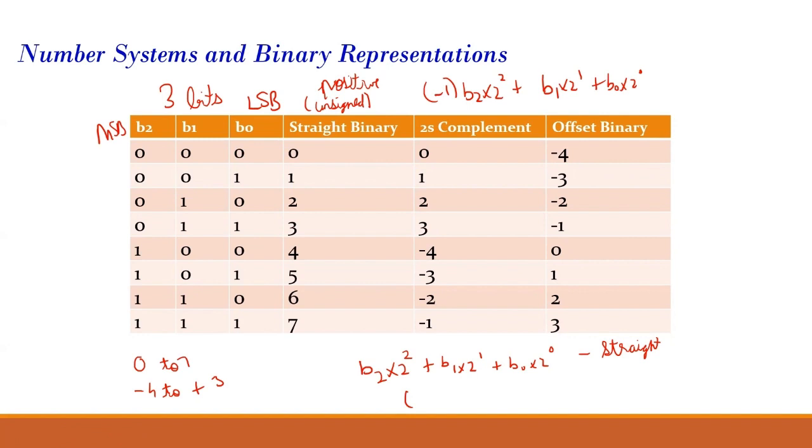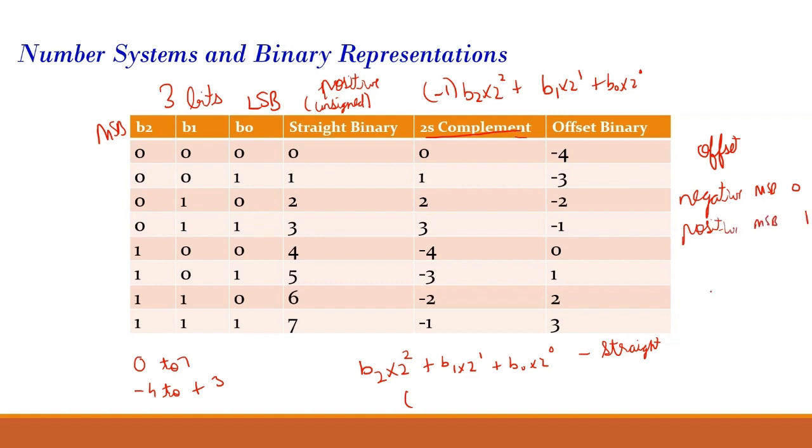Now we have 2's complement, with which you can represent a negative number. Now we want to convert 2's complement to offset binary. If you observe, the only difference between 2's complement and offset binary is the sign, that is the MSB. For offset binary, if the number is negative, the MSB will be 0, and if it is positive, the MSB will be 1.